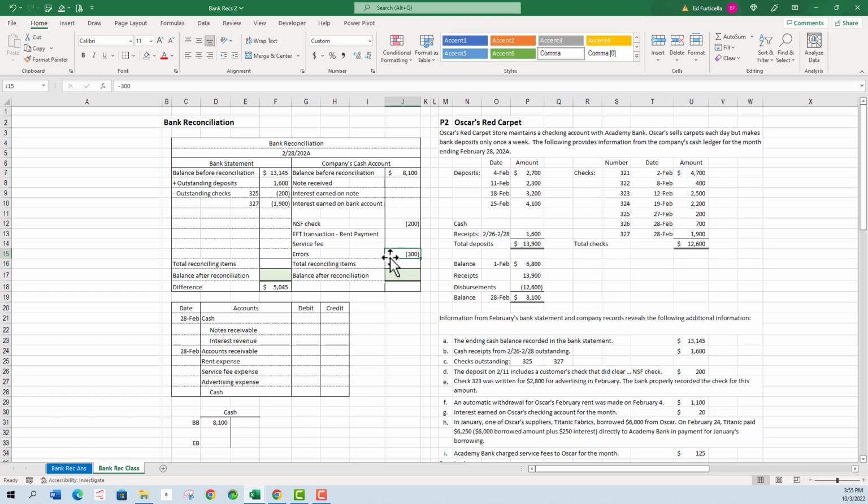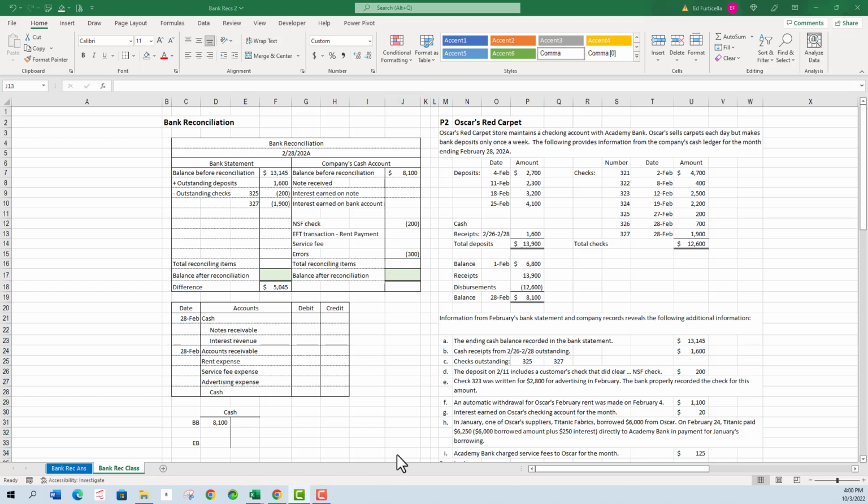Typical company errors include recording incorrect amounts, posting to the wrong account, and failing to account for a transaction. This error will cause the balance shown in the cash account to be $300 higher than the bank statement balance, and as a result must be subtracted from the company's side of the template. When you have a company error, the company errors are always affecting the company's books. They always must be corrected.